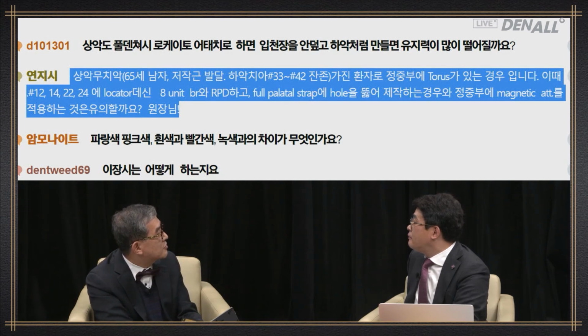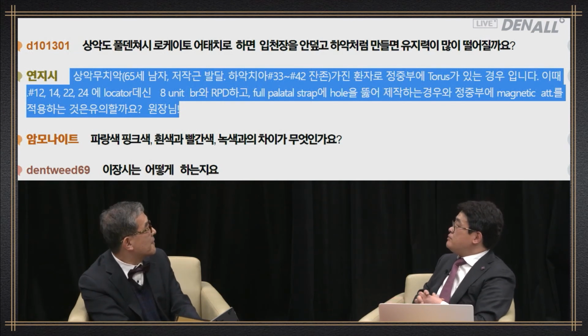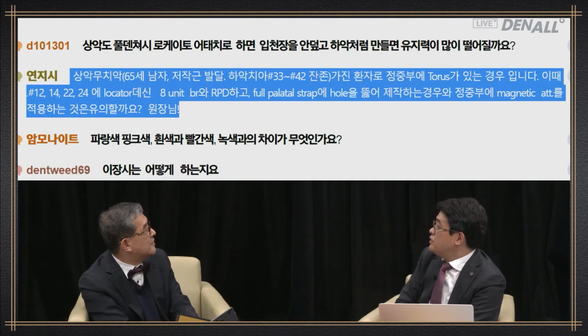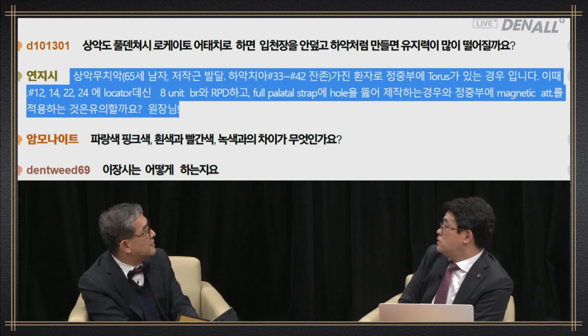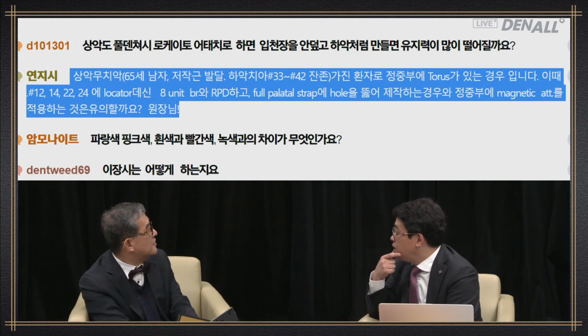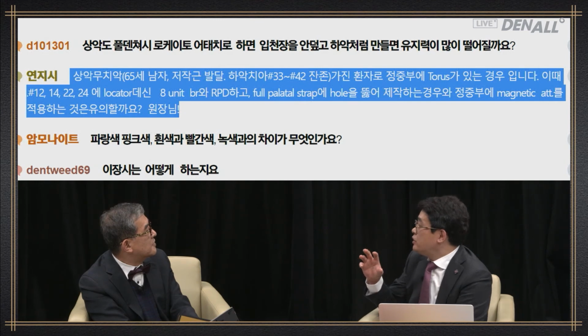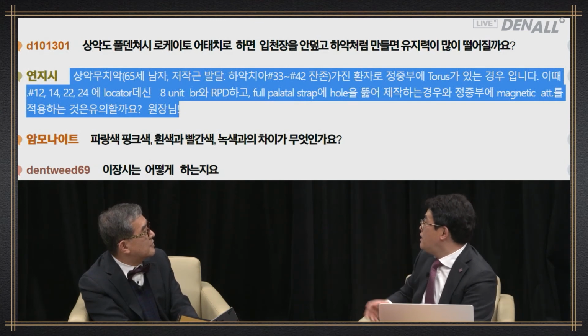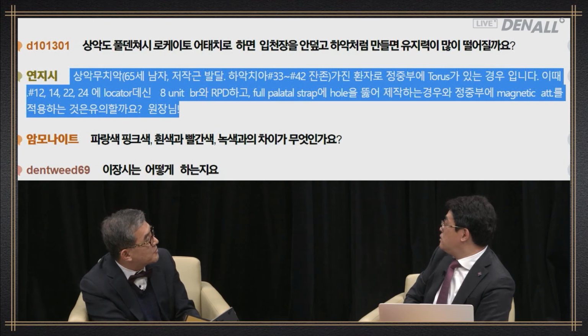Full palatal strap and a hole. Magnetic attachment in the center. I think this person is trying to describe that in the lower there's number 33 to 42 and the plan is to use RPD. Yes. Placing 4 implants. It looks like implant supported RPD up to number 4, making 8 surveyed crowns and creating RPD. Towards the palatal, the person is suggesting AP palatal strap.